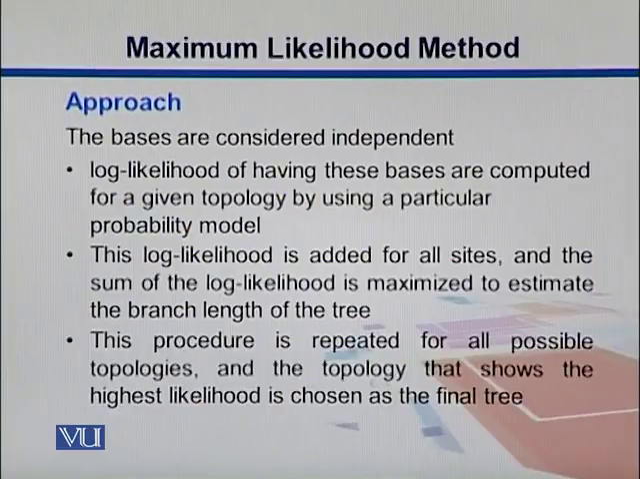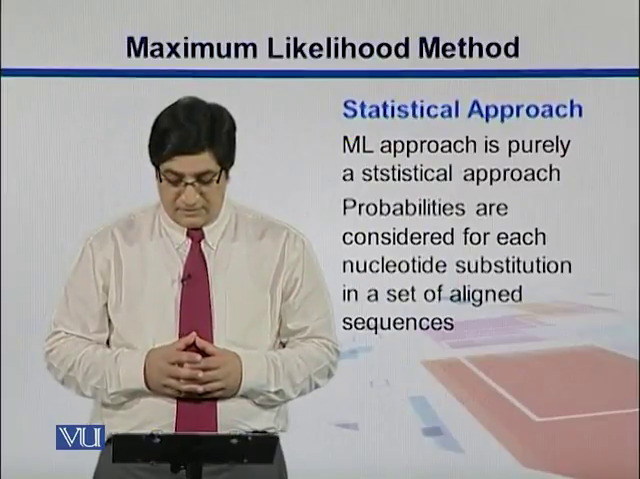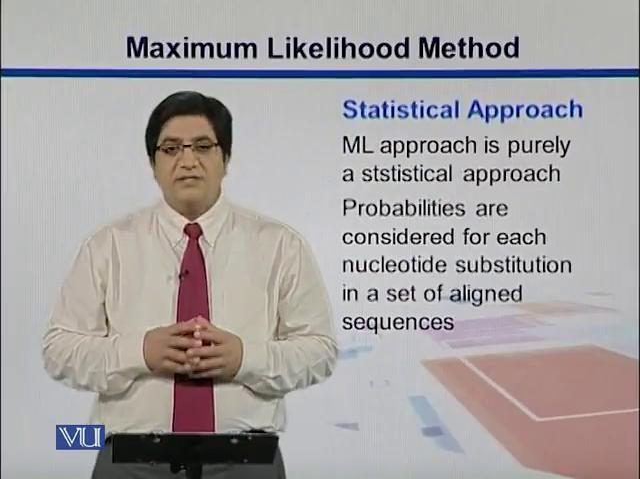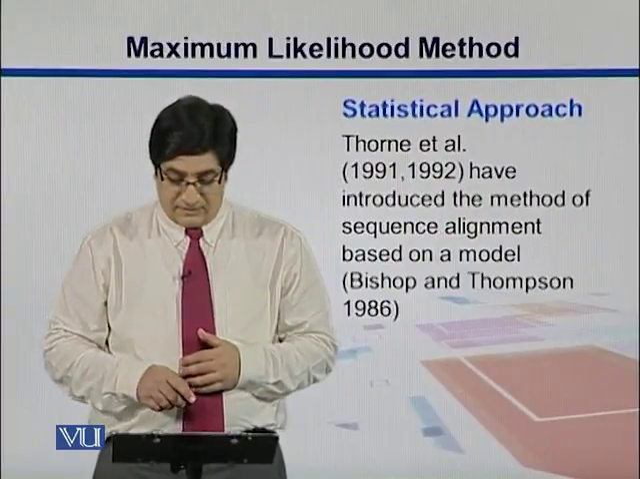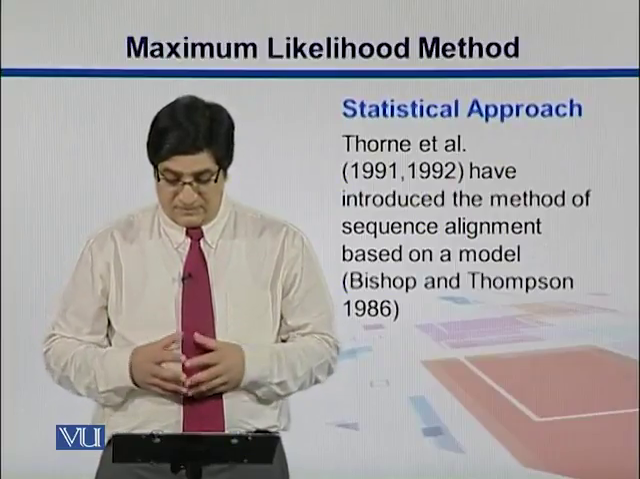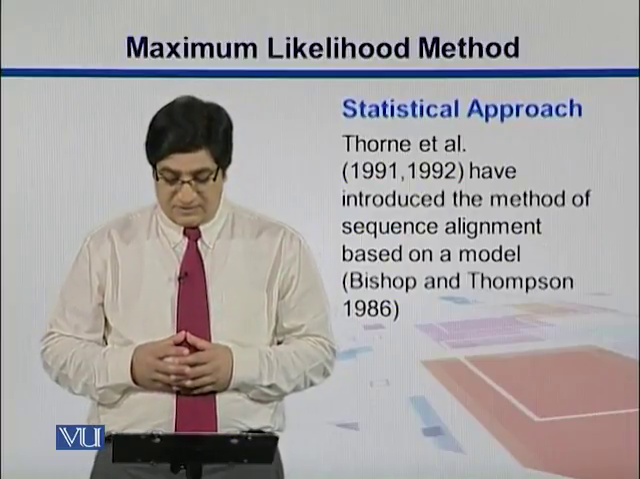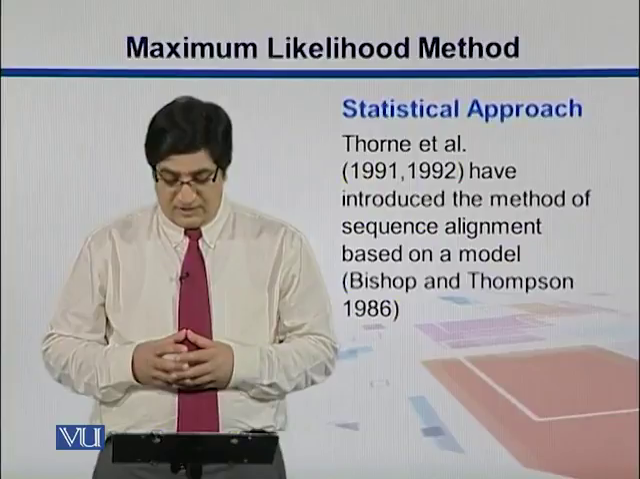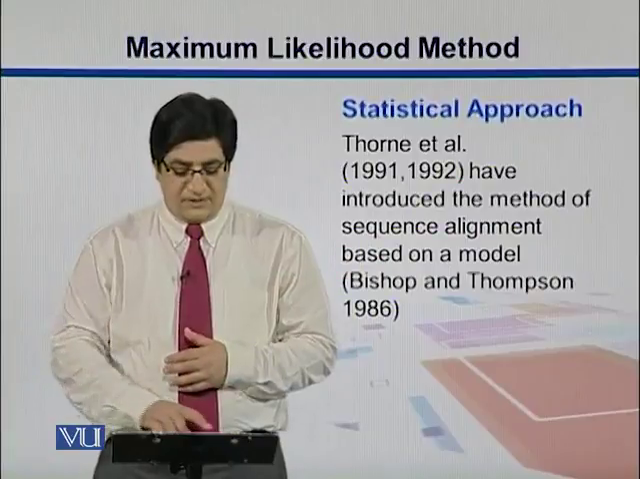This procedure is repeated for all possible topologies, and the topology, or the tree shape or structure, that shows the highest likelihood is chosen as the final tree. This is a statistical approach where probabilities are considered for each nucleotide substitution in a set of aligned sequences. Some scientists contributed to the method of sequence alignments based on models. They came up with a model, and then correlated that model with these probabilities.